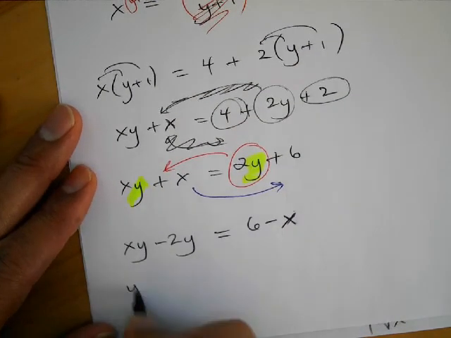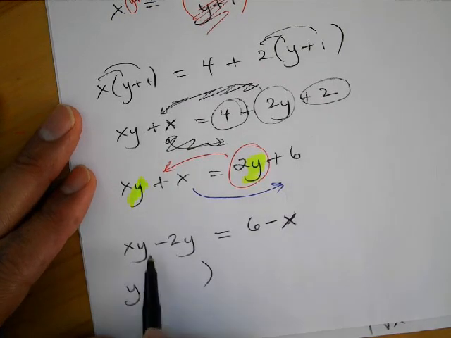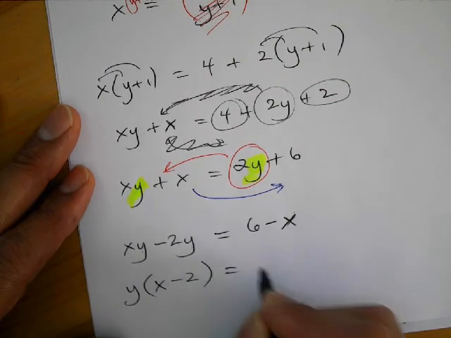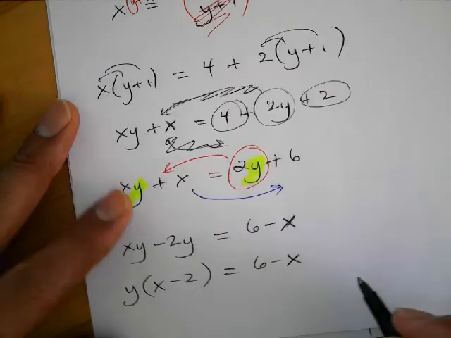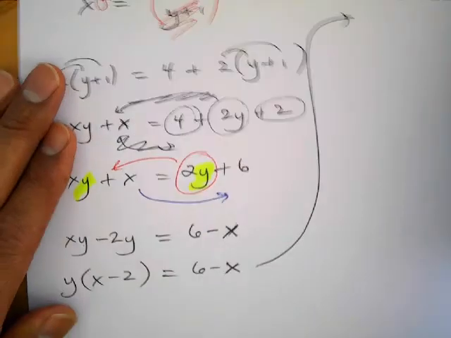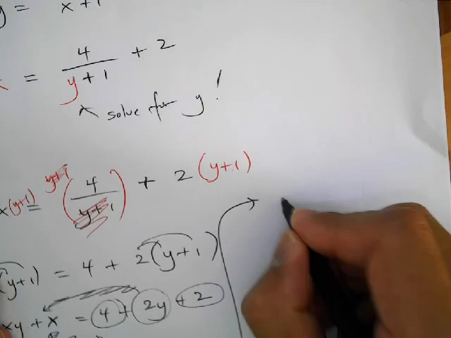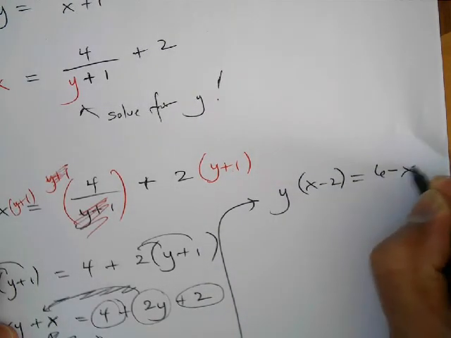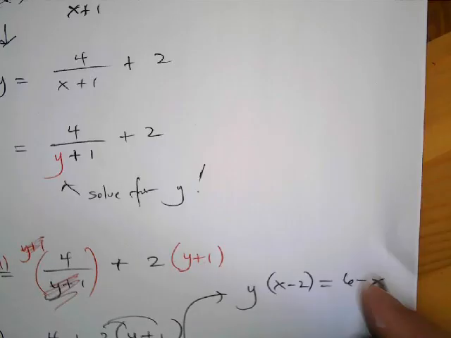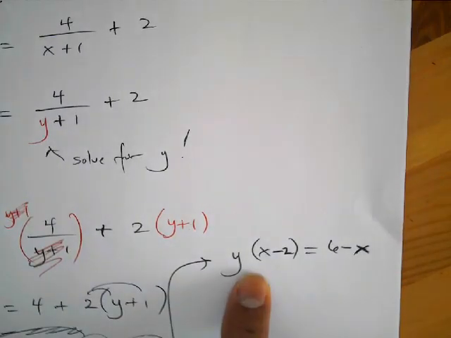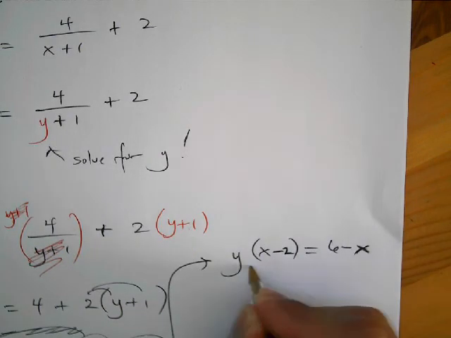Now, how do I get 1y right here? This is the tricky part, guys. Here you have to factor it out. Factor out the y. That's a common factor. And what's left in here? x minus 2 equals 6 minus x. Ooh, this one's tricky. Let me take it up here. I'll copy it exactly the same. y times x minus 2 equals 6 minus x. Ooh, this one's advanced right here, guys. Hope you're not lost yet.